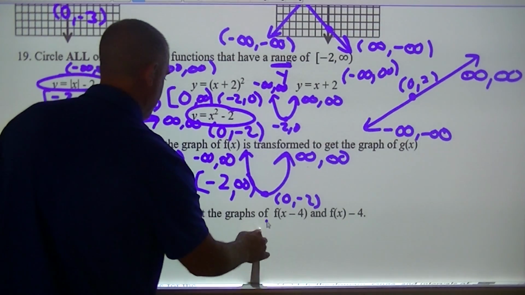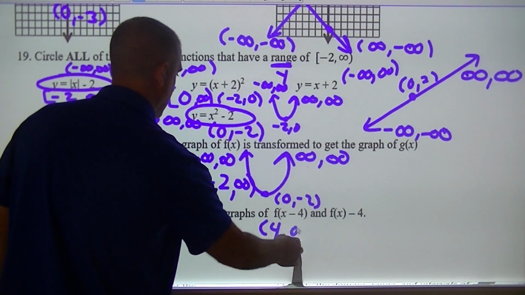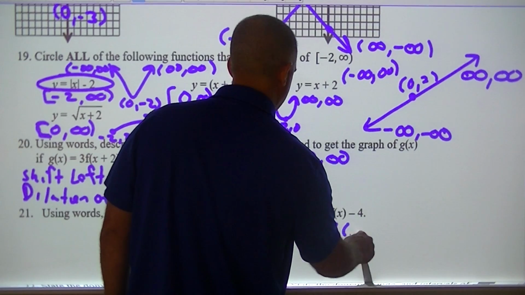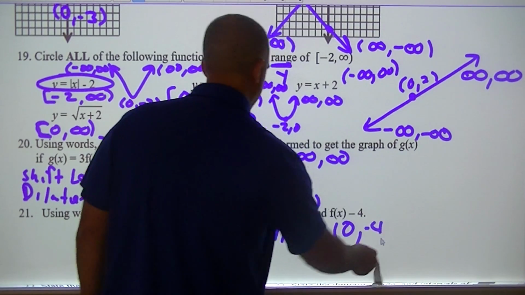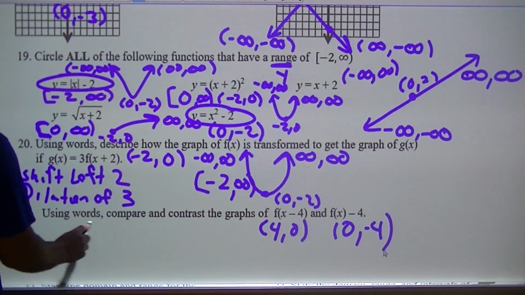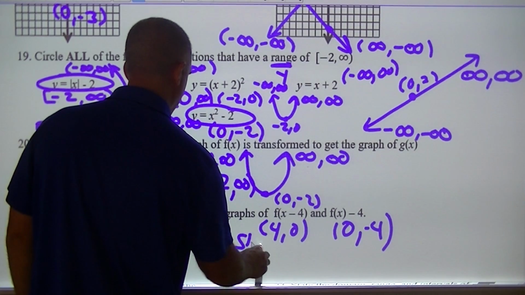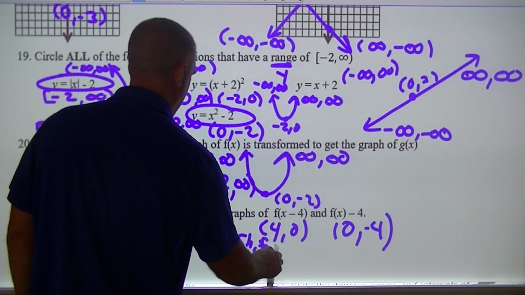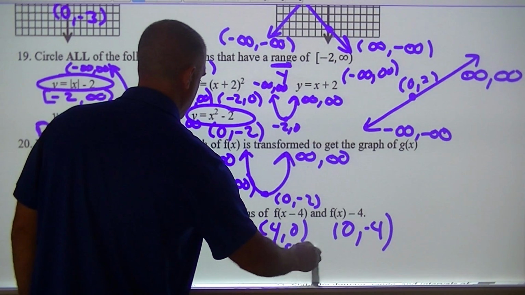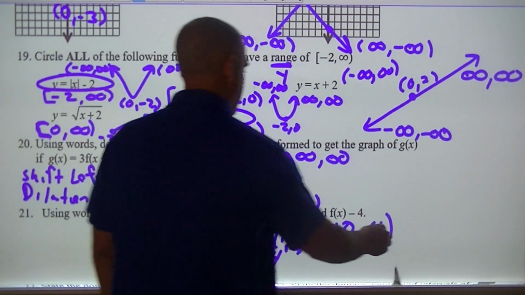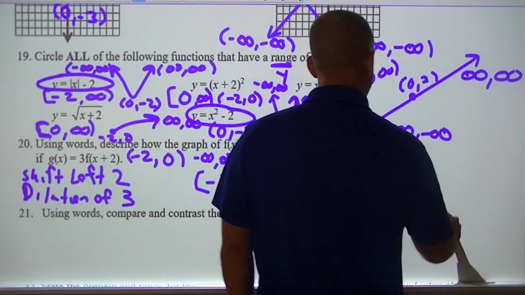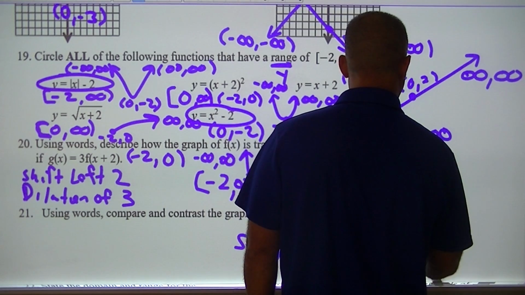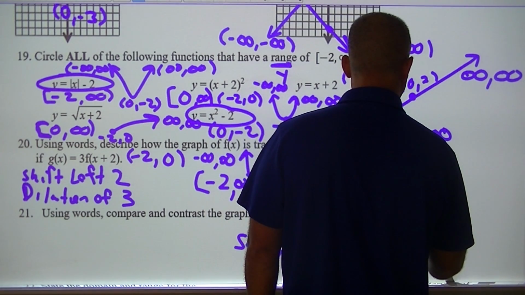The anchor point would be (4, 0). And for this one, the anchor point would be (0, -4). So you can say the first one is shift right 4. This one is shift down 4.